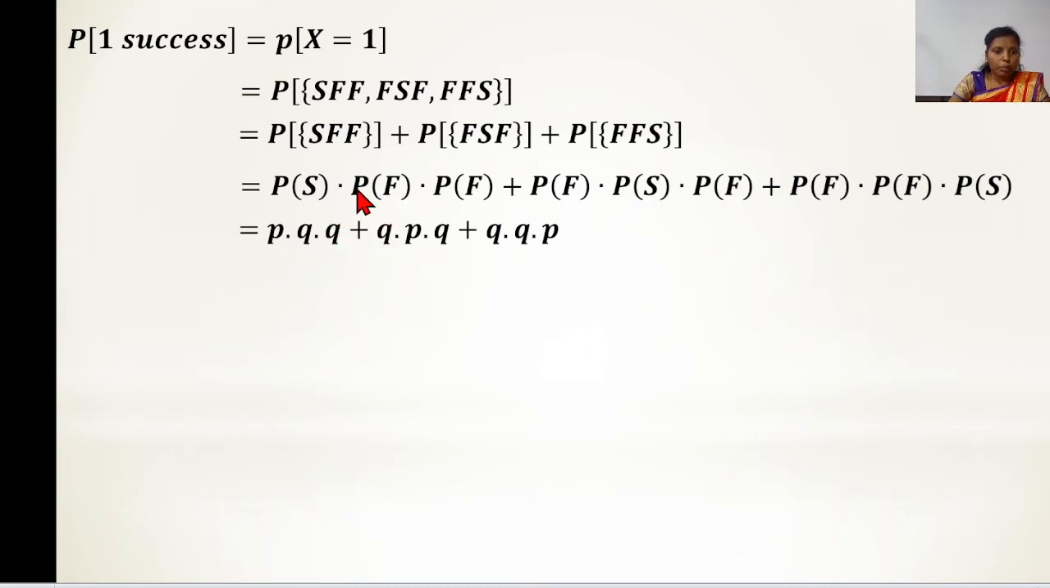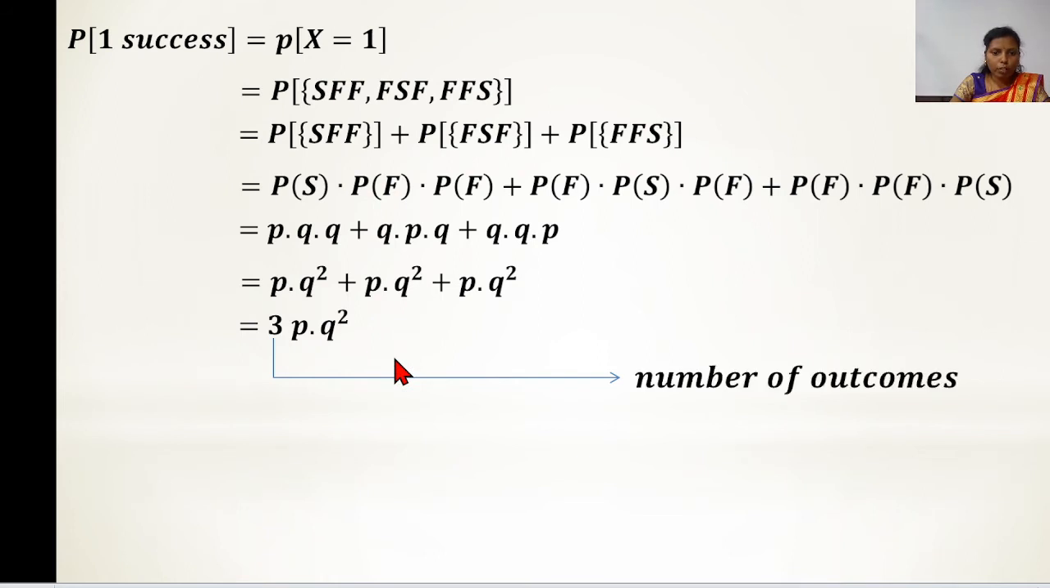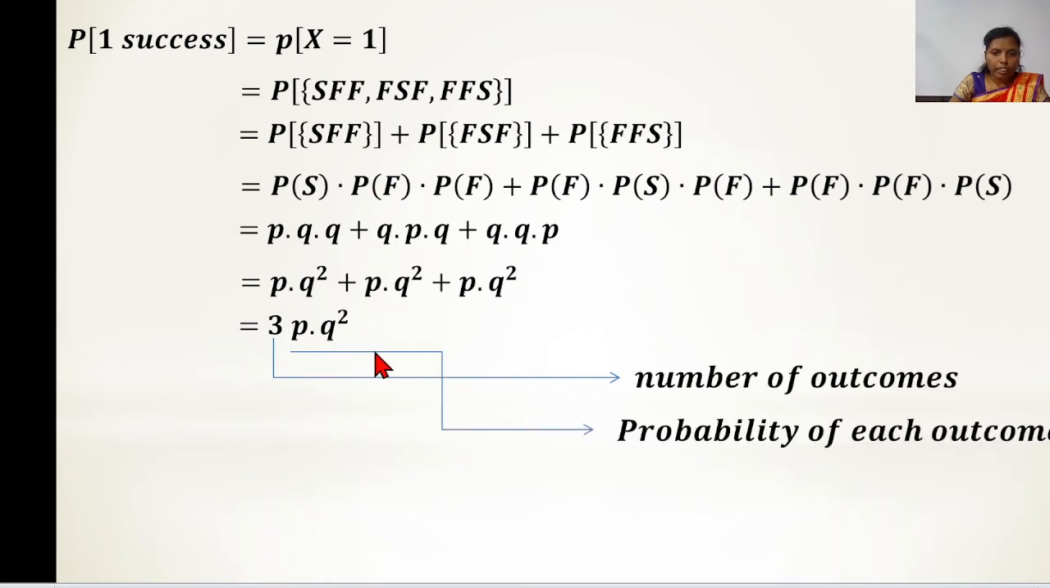Therefore, we can put the values of probability of success and probability of failure: P into Q plus Q into P into Q plus Q into P, that is equal to P Q square plus P Q square plus P Q square. Here the addition of 3 times P Q square is equal to 3 P Q square. Here the 3 is the number of outcomes and P Q square is the probability of each outcome. Therefore, P of x is equal to 1.